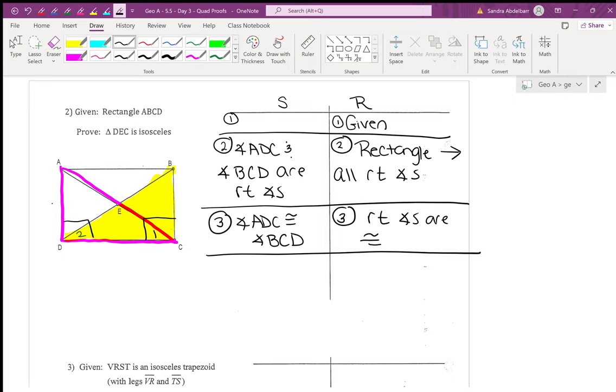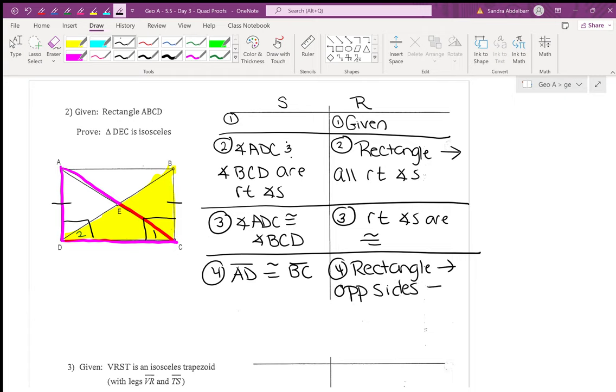Excellent. Step number 4, we're going to say that AD is congruent to BC, and our reason is going to be rectangle, arrow, opposite sides congruent. Okay. Does anybody see another side? So we have a side and an angle. Does anybody see how I can get that last side to make it side, angle, side? Adrian? DC reflexive, you got it. DC congruent to DC, reflexive.